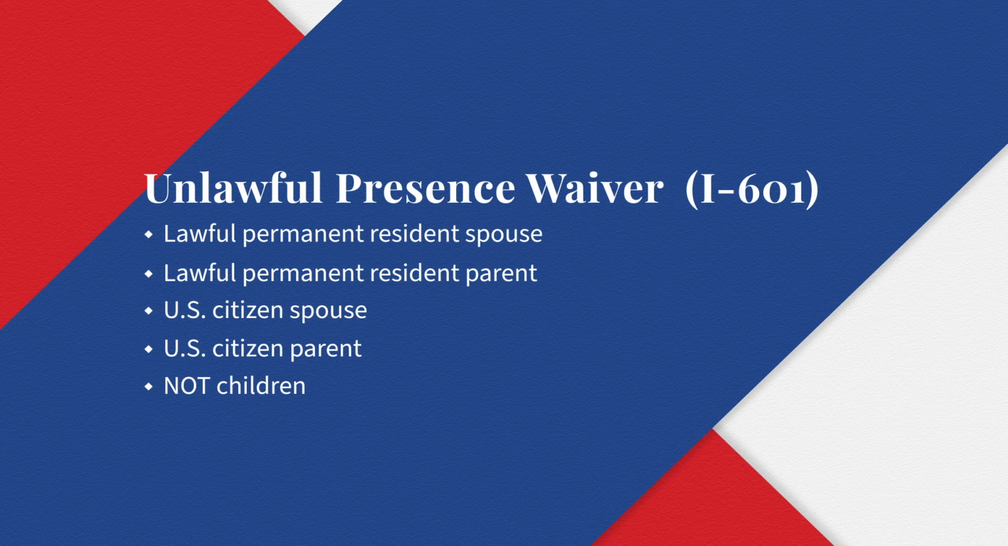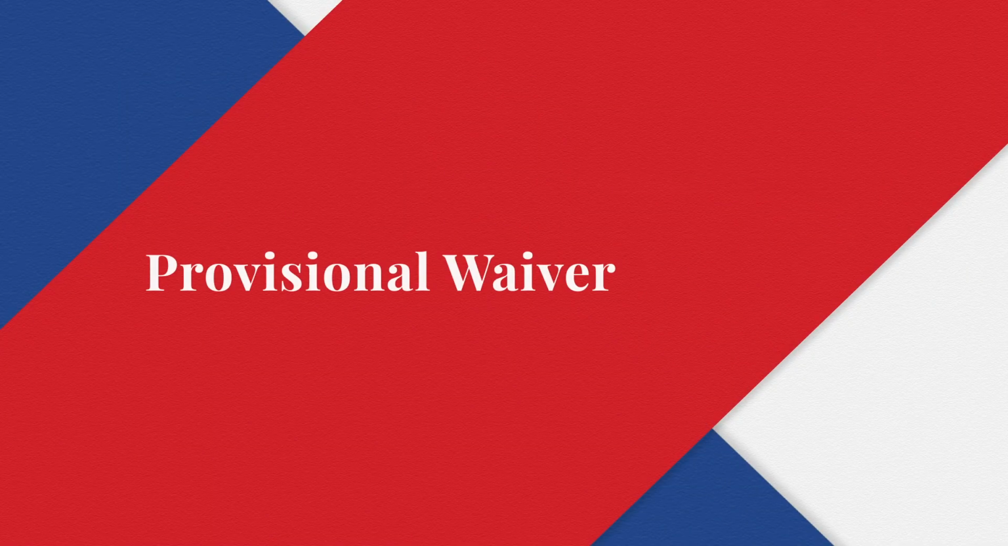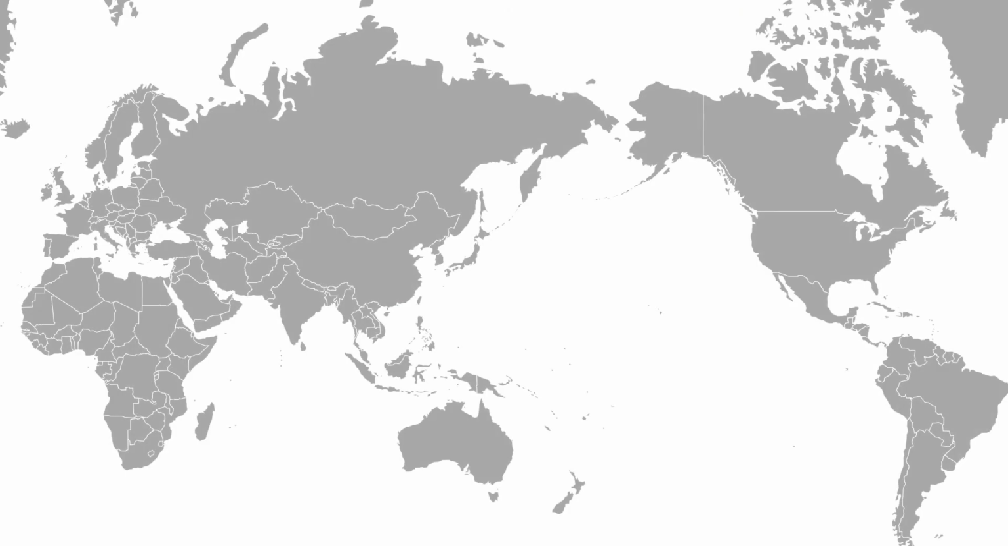This waiver is known by a couple of names. Most commonly, we call it an unlawful presence waiver or an I-601 waiver, which is the form that's used for it. Now, another thing is called a provisional waiver. This one is great because you can apply for it before you ever leave the country. The standard is the same, but it takes out some of the risk and some of the length of time that you would be waiting outside.